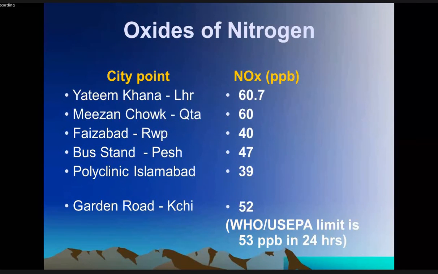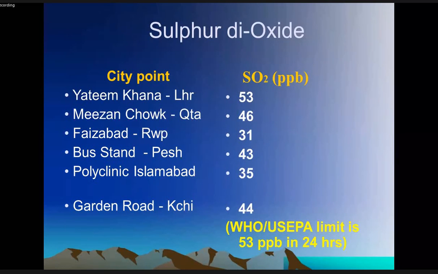Then let's see the composition of the oxides of nitrogen in the air in different cities. You can see the WHO limit again is 53 parts per billion in 24 hours, and only Karachi is at the borderline, 52. Islamabad is much less, and Peshawar is less, as Rawalpindi is less as well. The other two cities, Lahore and Quetta, are much more. So all the pollutants, whether they are sulfur dioxide, nitrogen oxide, or hydrocarbons, are in much higher concentrations in our air than recommended by the WHO.